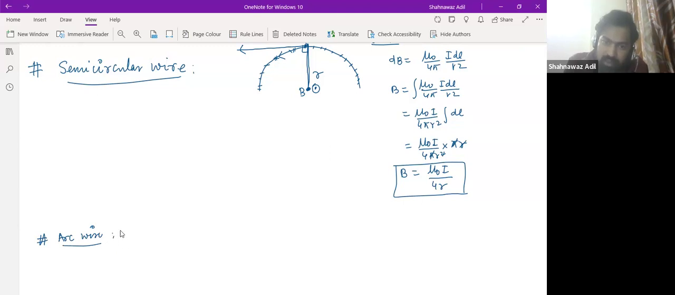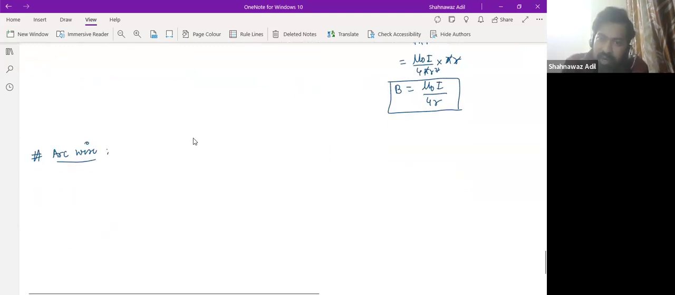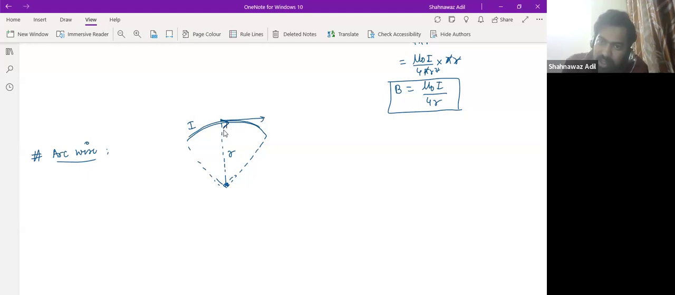Similarly, we can have an arc wire. So what is an arc wire? You have bent a wire in this shape. So this is the arc, and let's say this is the arc of this circle. Let's say this is the direction of the current, this is the center, and this is the R. And dl is going in this way. So again, this is dl. So dl and r, again theta is 90.